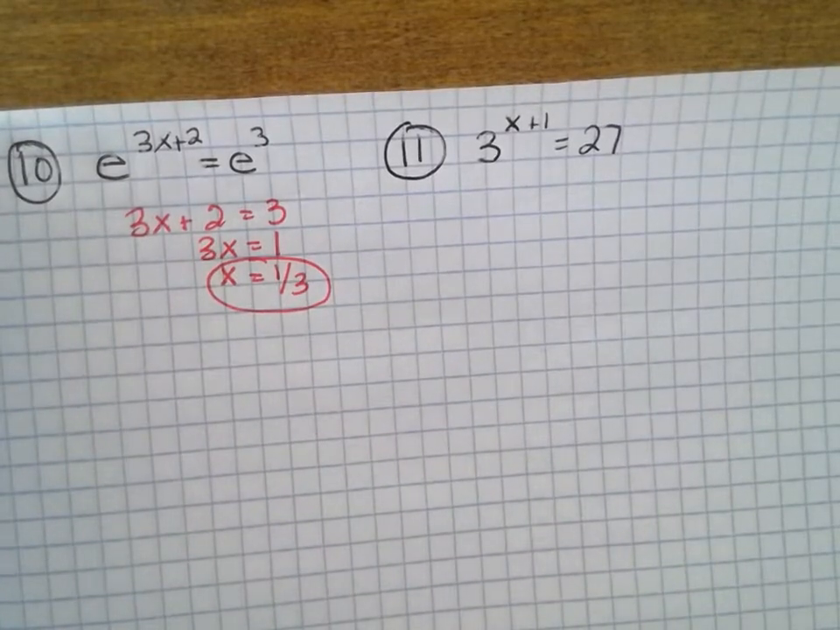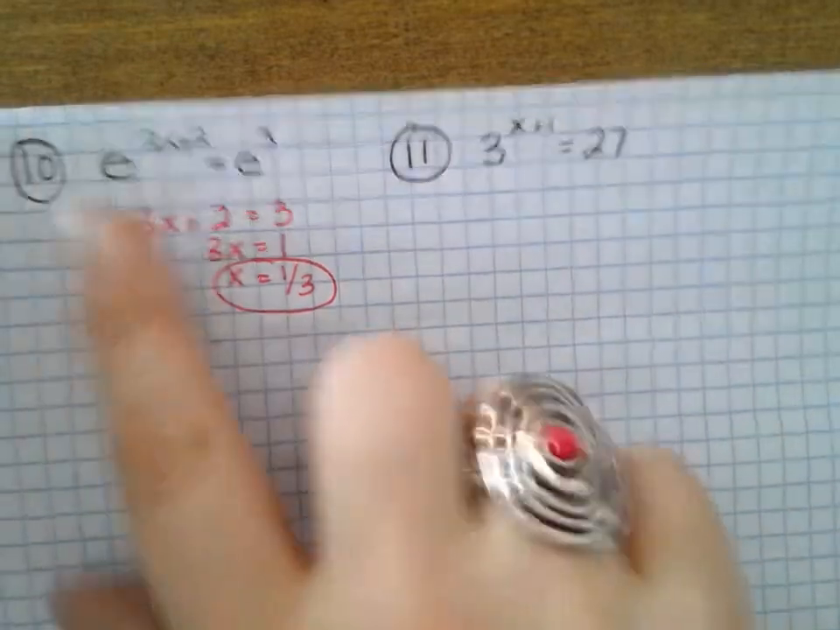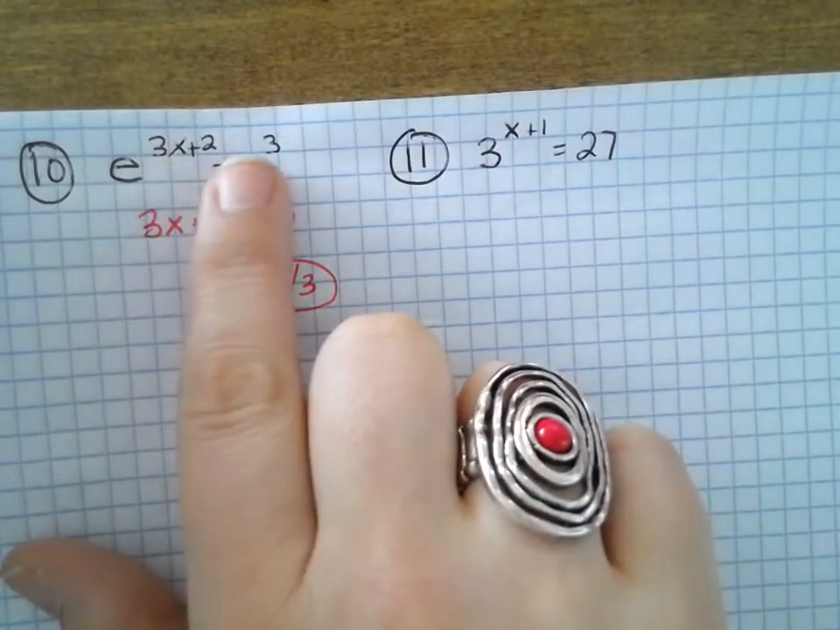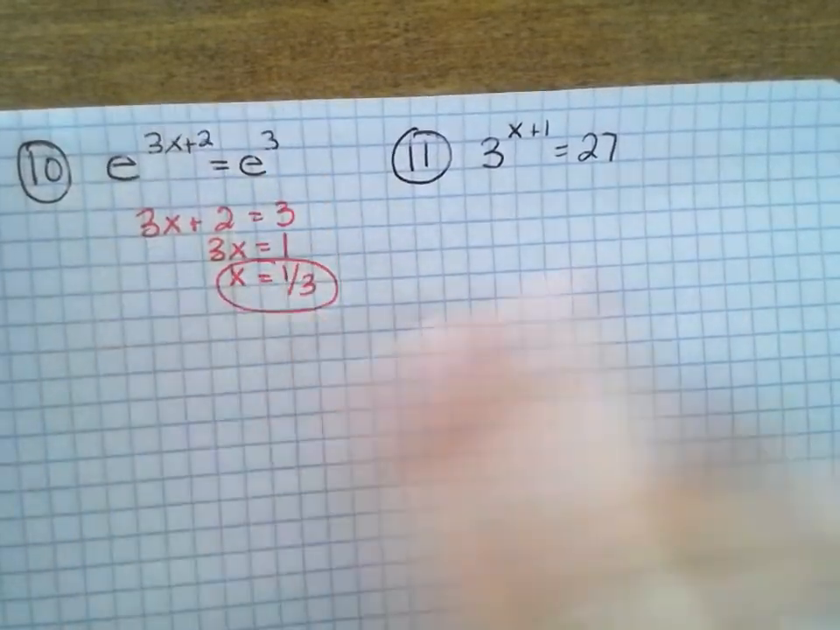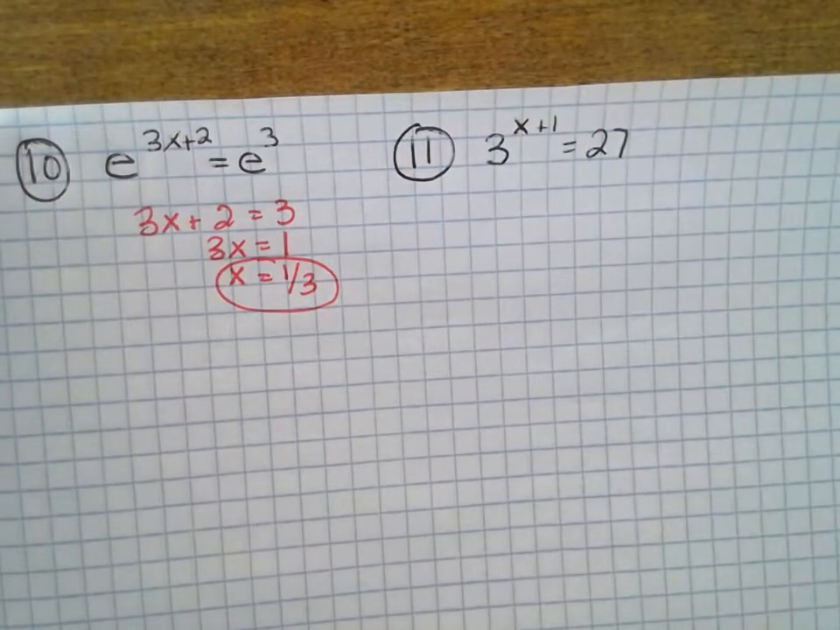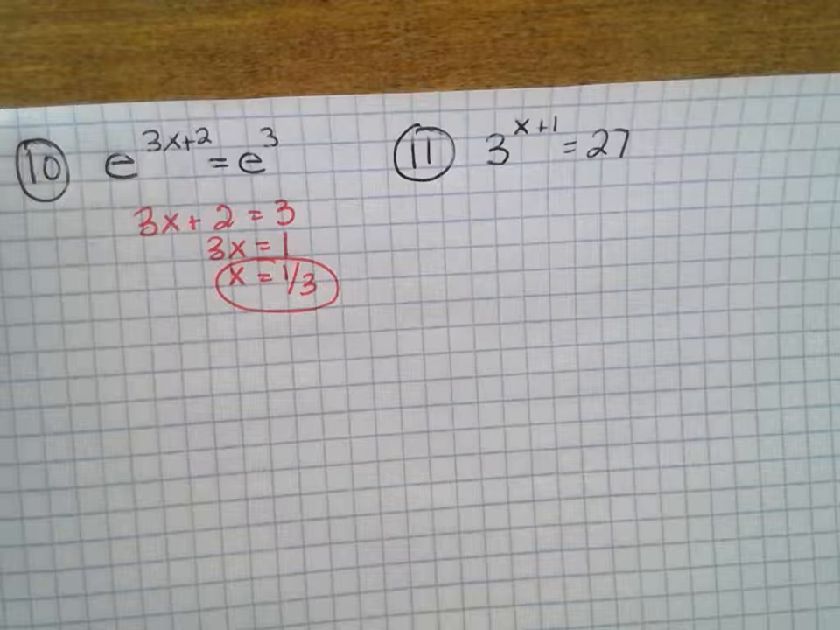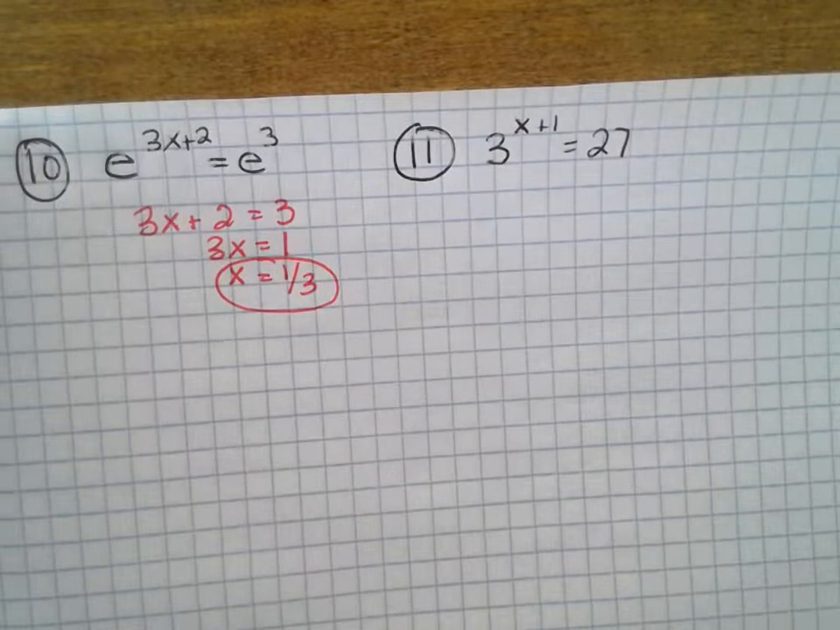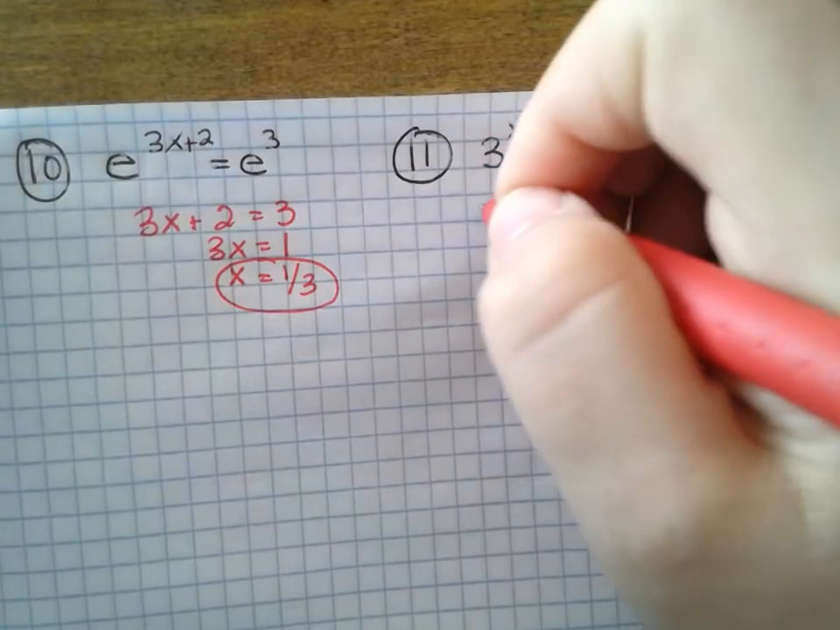All right, so it worked where we could just set the exponents equal to one another because these bases were the same, but now the bases are no longer the same. What do we do? Well, you make the bases be the same.